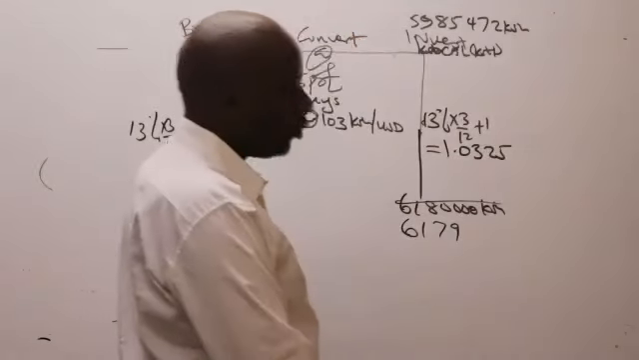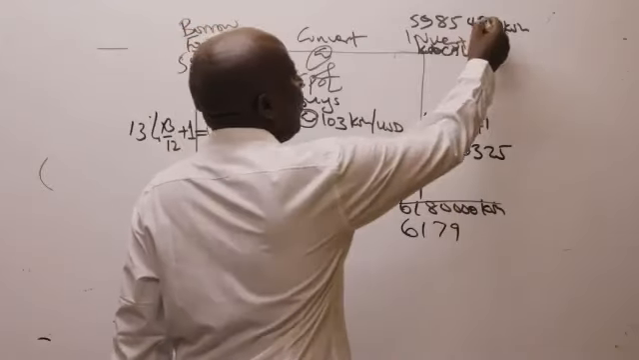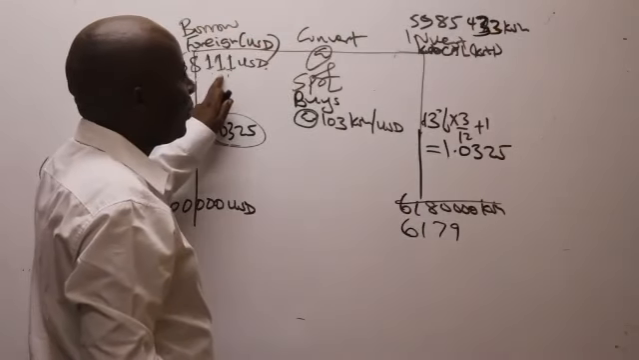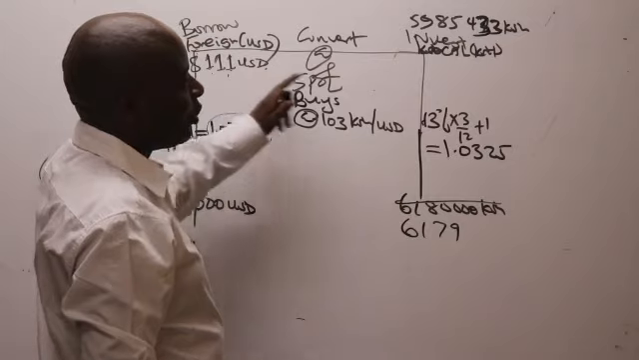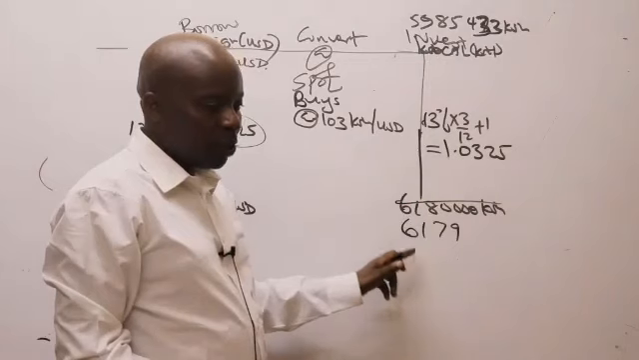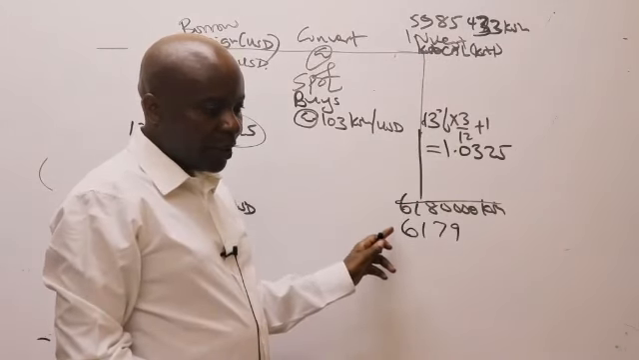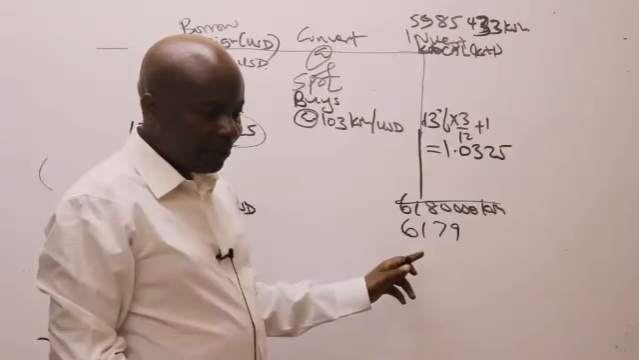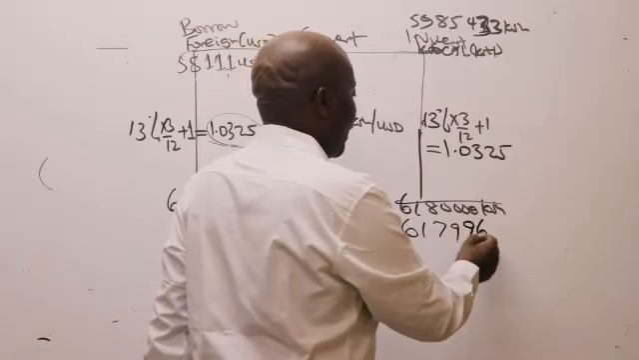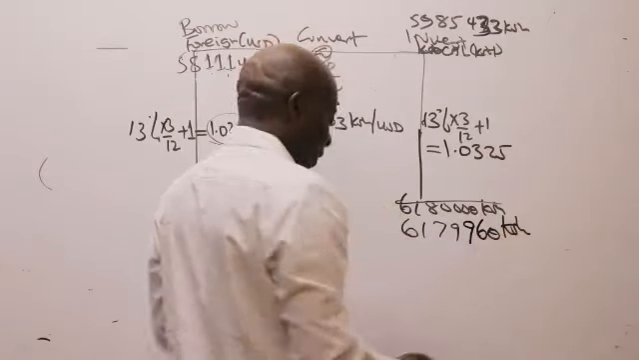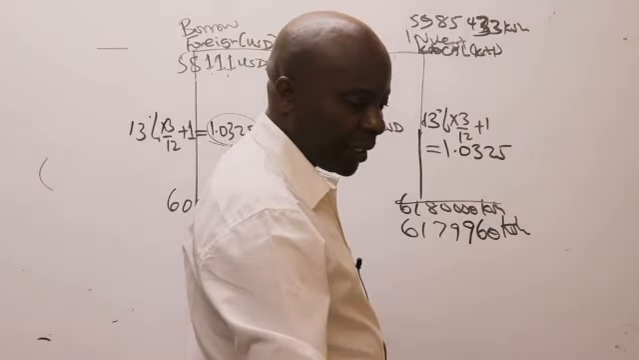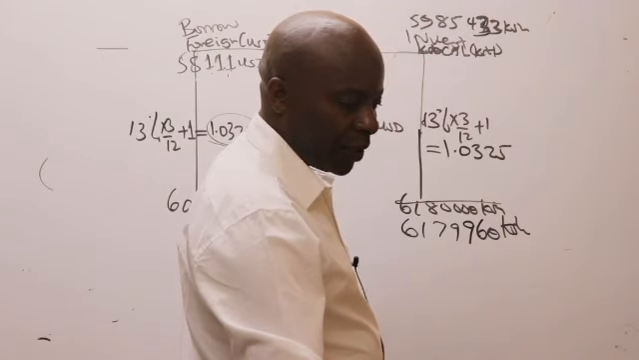5,985,433. Avoid those decimals totally. So pick this figure without a decimal, right? I'm being told it's 433 there. All right. So then this one here will give us what figure? 6,179,960 Kenya shillings.